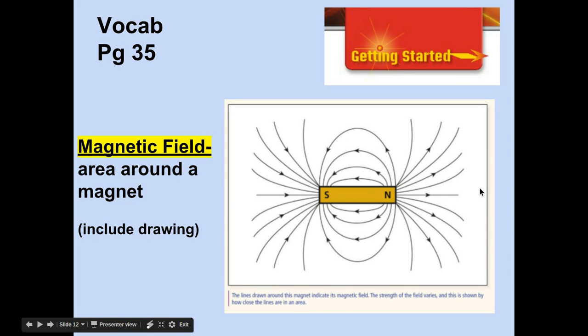The second vocabulary word is magnetic field. That is the area that surrounds a magnet. You're going to want to include the drawing to the right. The magnetic field surrounds the magnet. It's what either repels or attracts other metals or magnets. So that's magnetic field.